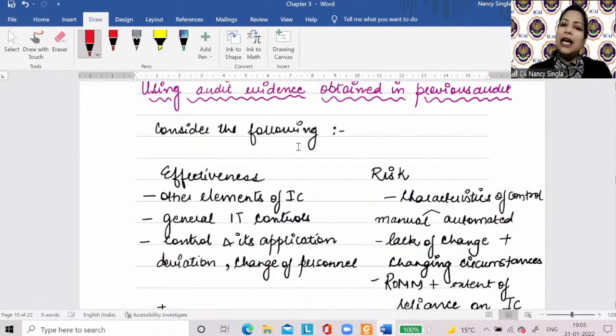Now the topic says that if the auditor has tested the internal controls of the organization in the previous year audit, let's say ABC and Associates is an auditing firm and it is conducting the audit of XYZ Limited, and last year also ABC and Associates were the statutory auditors of XYZ Limited. Now, can ABC and Associates use the audit evidence that has been obtained during the previous year regarding the internal control? Can they use it at this time? So the answer will be yes. But see, after considering certain factors. So reliance can be there.